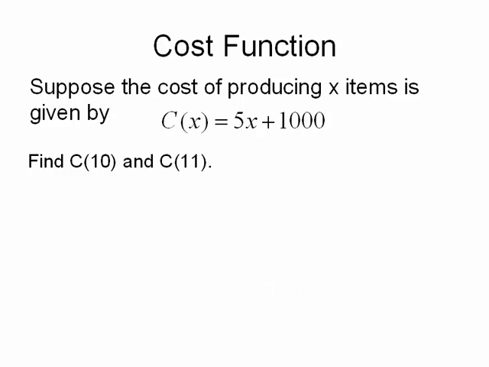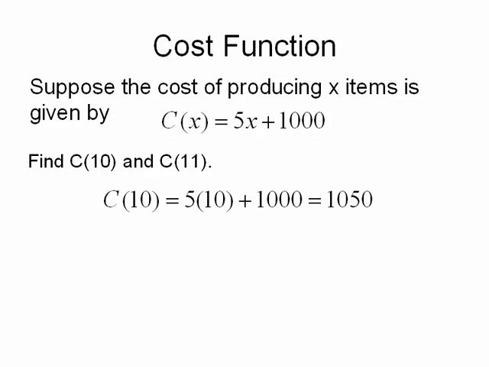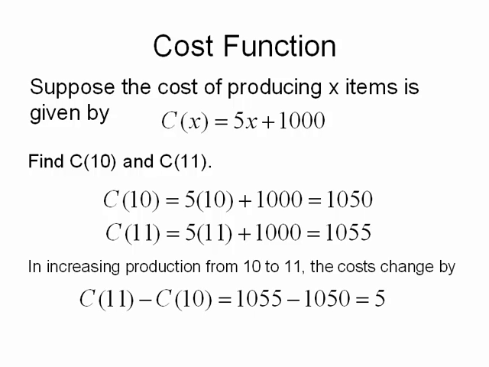Now let's go ahead and find c(10) and c(11). c(10) is equal to 5 times 10 plus 1,000, which is 1,050. c(11) is equal to 5 times 11 plus 1,000, or 1,055. In increasing production from 10 to 11, our costs change by the difference in these, which is c(11) minus c(10), or 1,055 minus 1,050, or 5.